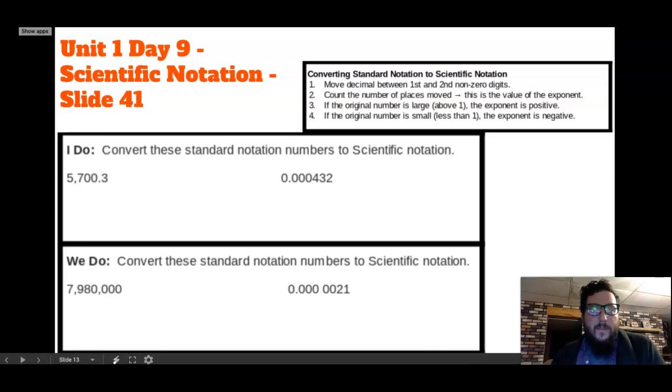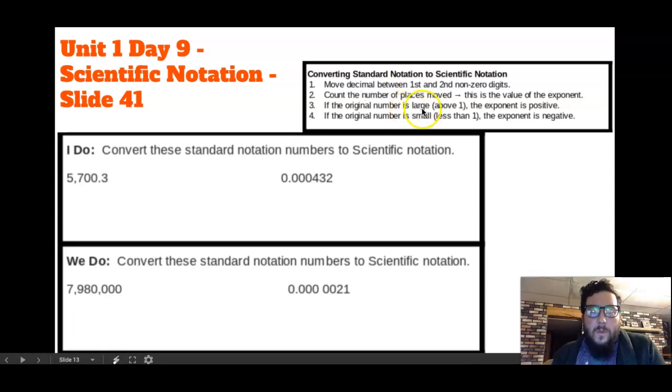Let's practice converting scientific notation numbers into standard and standard into scientific notation. So first, I'd like to go over taking a standard form and converting it to scientific notation. There's a couple steps we're going to follow. First, we'll move the decimal so that it is between the first and second non-zero digits. We'll count the number of times we moved places. This is the value of the exponent.